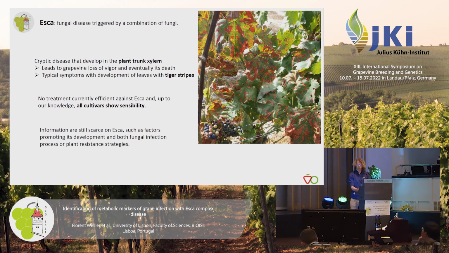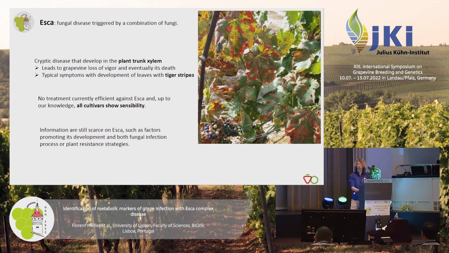So Esca disease is a fungal disease that is triggered by a combination of different fungi. It is part of the Grapevine trunk disease family, which are specific cryptic diseases developing in the plant trunk xylem. They lead, in general, to symptoms like grapevine loss of vigor, as well as eventually the death of the plant.